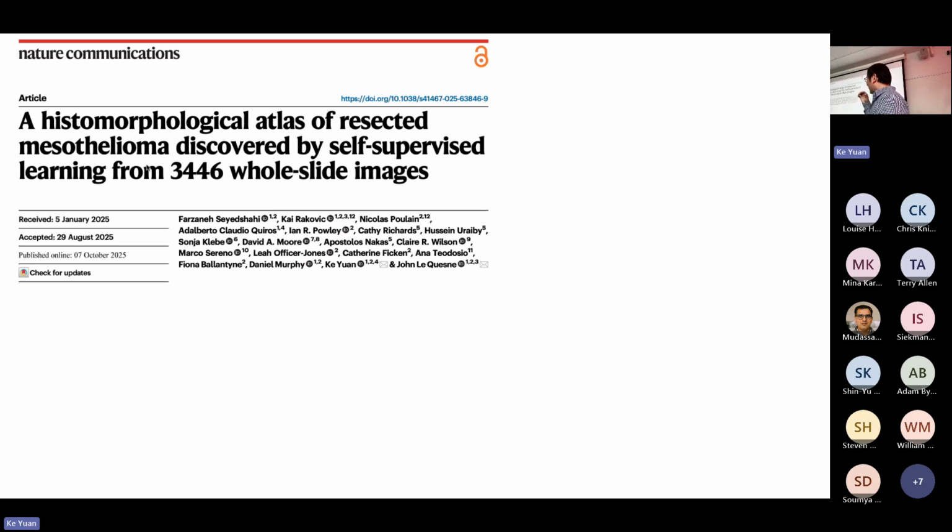So we look at mesothelioma. Mesothelioma is a very aggressive cancer type and, very unfortunately, quite common in Glasgow. So we find similar things, very reproducible and robust clusters in mesothelioma. And the interesting thing is that the predictive power also translates from whole sections to biopsies.